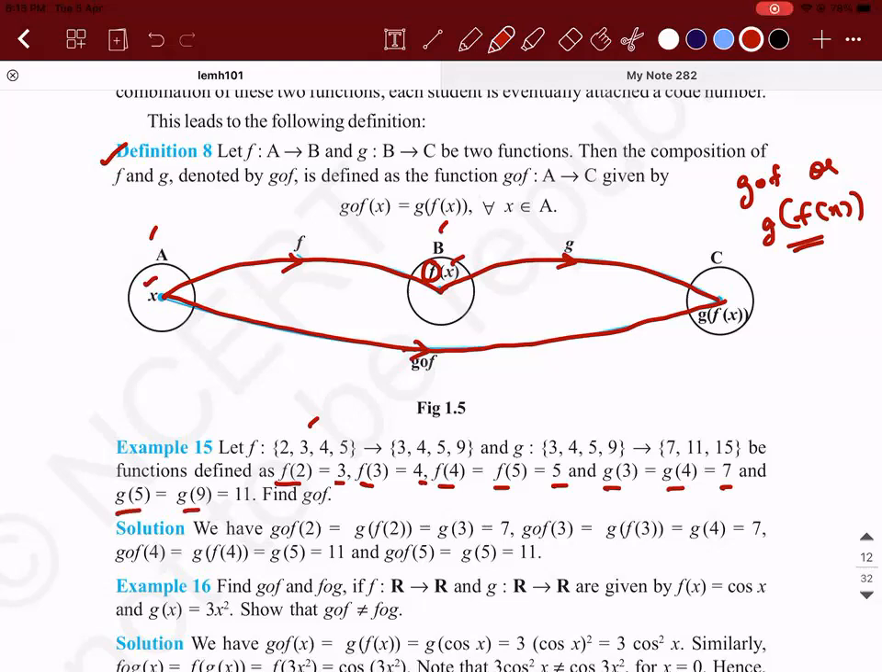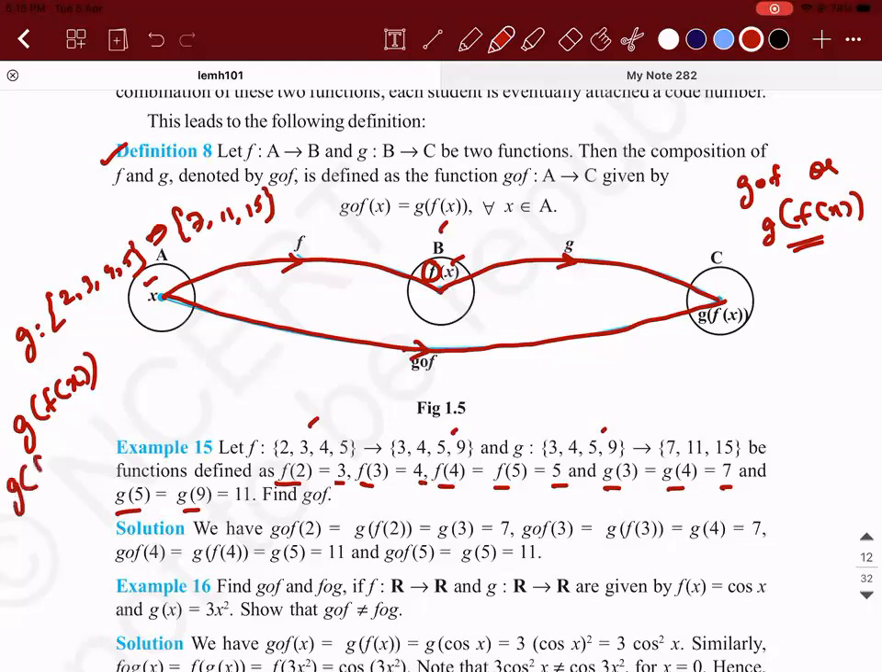And g of 5 and g of 9 is equal to 11. Now our job is to find g circle f. That is, I need to find g of f of x. What are all the values of x that I can substitute? So g circle f of x is a function which is mapped from where to where? First, this condition must be satisfied. If that is not satisfied, there is no composition at all. You can blindly say that composition is not possible. So g circle f is a function mapped from 2, 3, 4, 5 to 7, 11, 15.